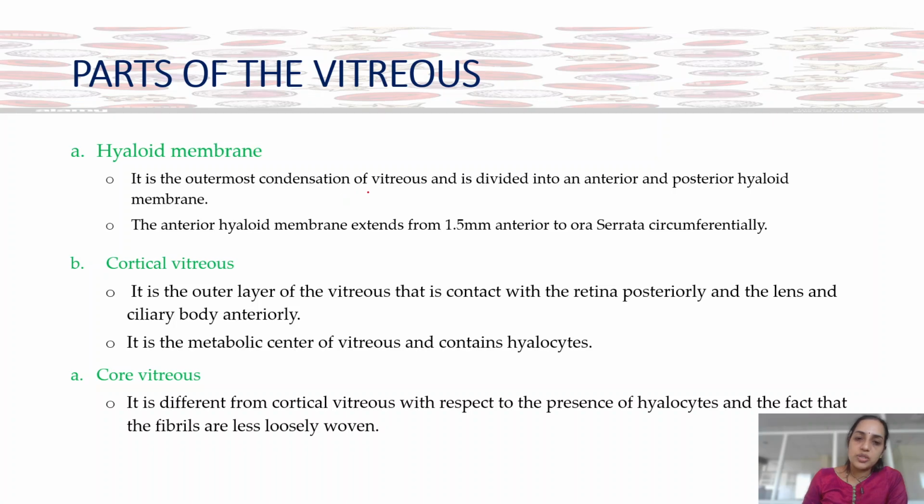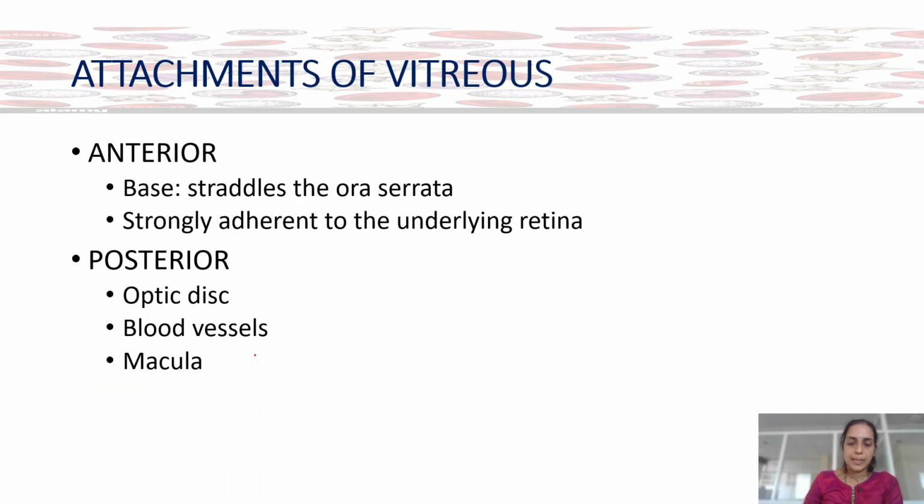Hyaloid membrane is the outermost condensation of the vitreous and is divided into anterior and posterior hyaloid membrane. The anterior hyaloid membrane extends 1.5 mm anterior to the ora circumferentially. Then vitreous can be divided into cortical and core vitreous. Cortical vitreous is the outer layer of the vitreous that is in contact with the retina posteriorly and the lens anteriorly. It is the metabolic center and contains hyalocytes. Core vitreous is the one which is present in the center of the vitreous, and the fibers here are a bit looser than in the cortical vitreous.